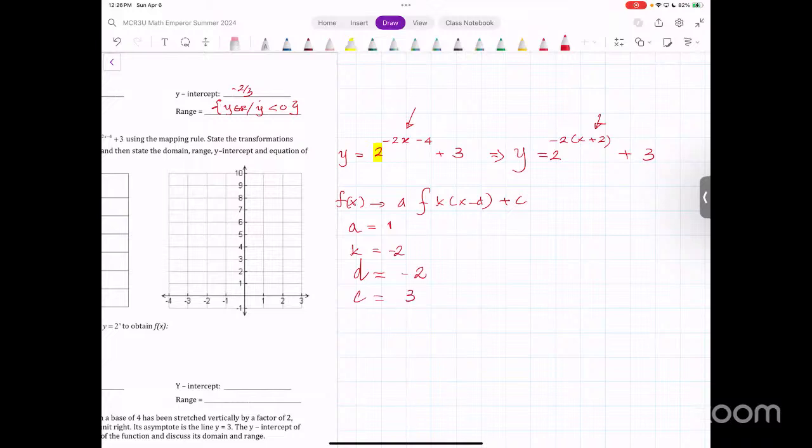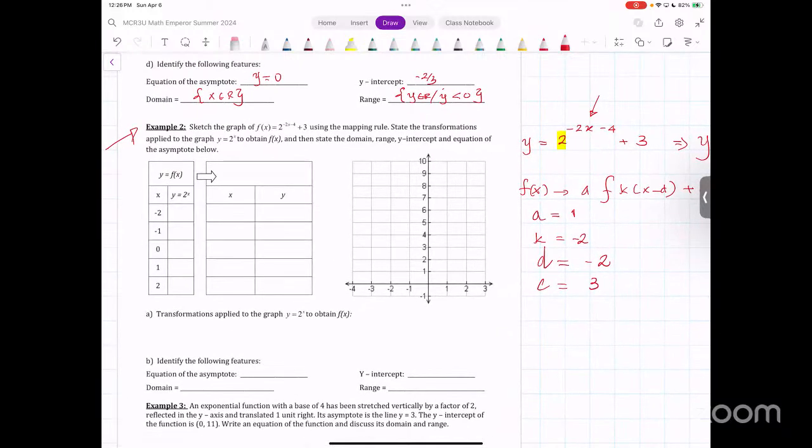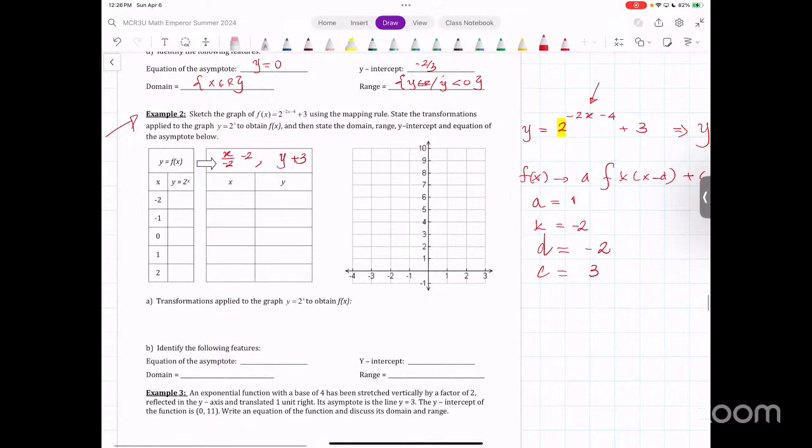Okay, I helped you guys with this. So what is my mapping notation? y over k equals x plus d, plus c. I will give you the values. This is 1/4. You can write it as 0.25. This is 0.5. This is 1. This is 2. This is 4.